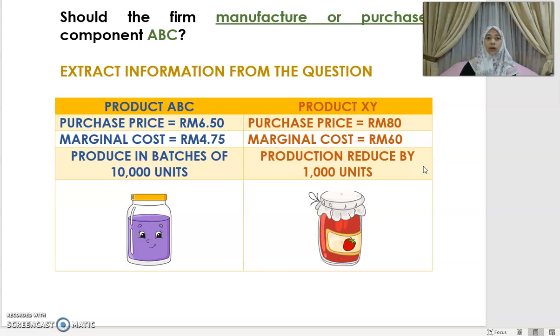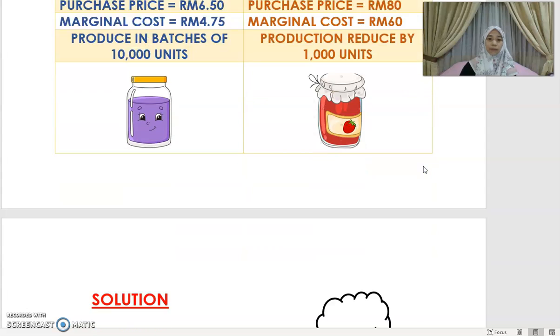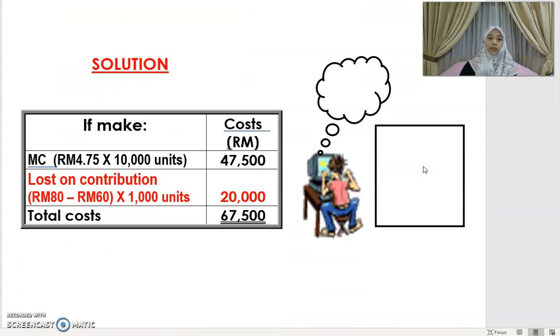So let's look at how we are going to go about deciding whether you want to manufacture or you want to purchase component ABC. Again, you need to compare if you purchase and if you make. So in this case, if you make, your marginal cost per unit of ABC would be 4 ringgit and 75 cent. And ABC is produced in batches of 10,000 units. So 4 ringgit and 75 cent times 10,000 units gives you 47,500.